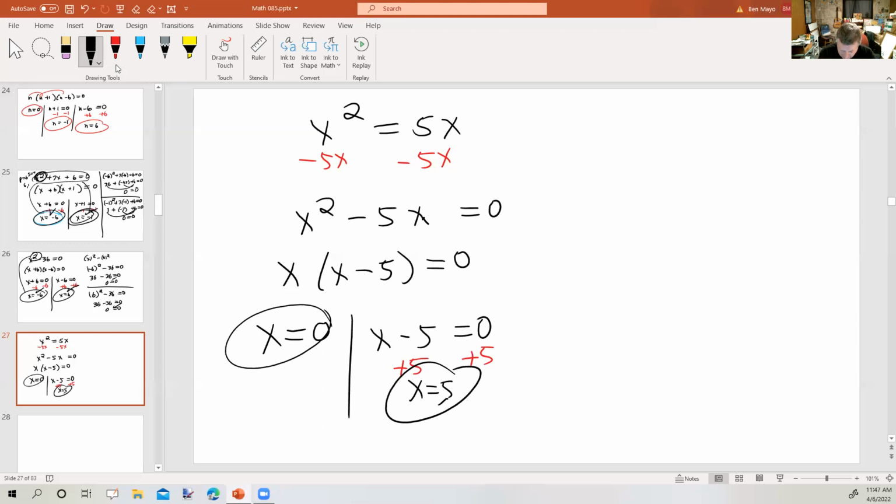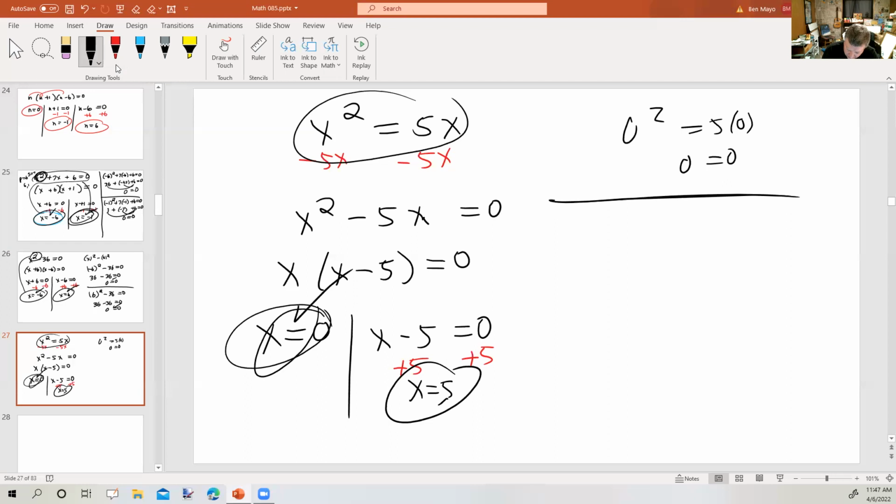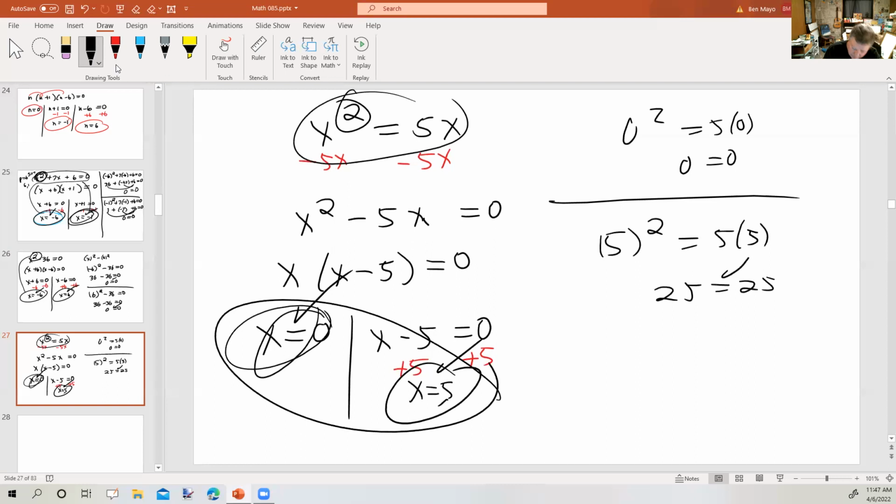So let's check both answers. If x is 0, we'd get 0 squared equals 5 times 0. 0 equals 0. That one checks. If x is 5, we get 5 squared equals 5 times 5. 25 equals 25, and that one checks. Second degree equation, 2 solutions.